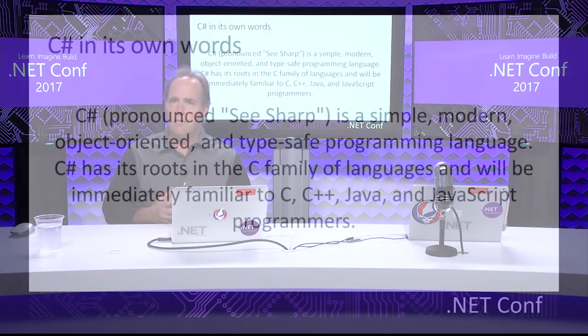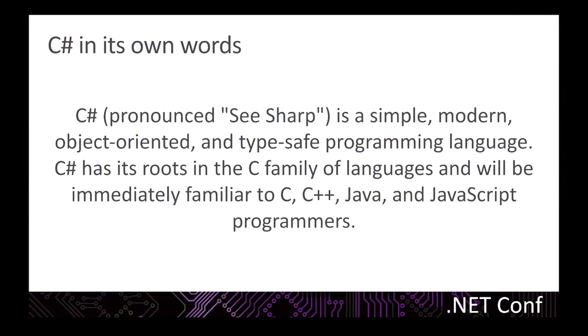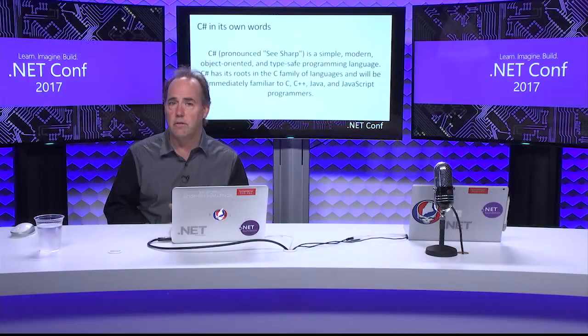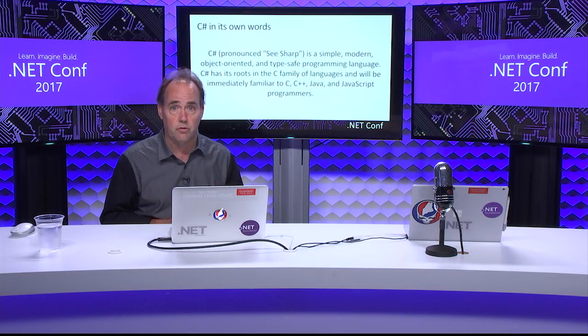So first, this is the opening paragraph from the C# spec. It just says that C# is a simple, modern, object-oriented, and type-safe language. So a few keys from this. I want you to realize that if you've used C, C++, Java, or JavaScript, learning C# will be relatively easy because the syntax, the structure of it, is going to be similar. All of those languages have very similar structures.